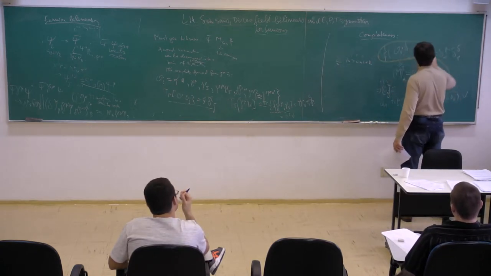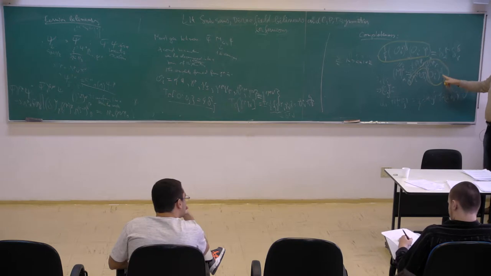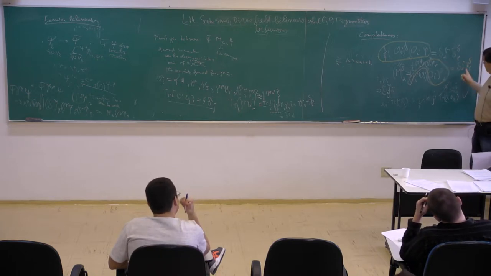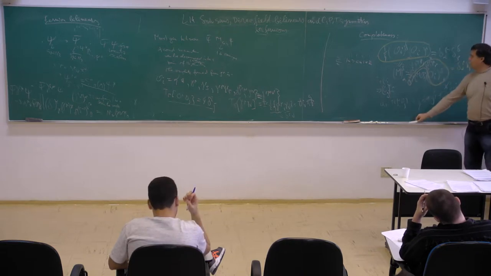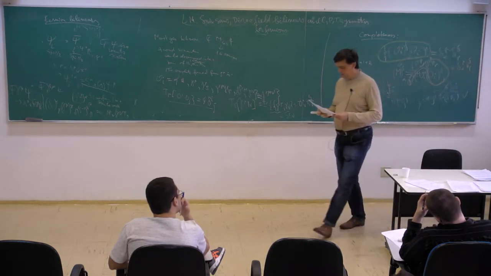The same thing as in here, right? I have 1/4 OI beta gamma OI delta alpha, which I know is just delta alpha beta delta gamma delta by the completeness relation. And when I substitute this in here, I get an identity, right? So this is actually a completeness relation.